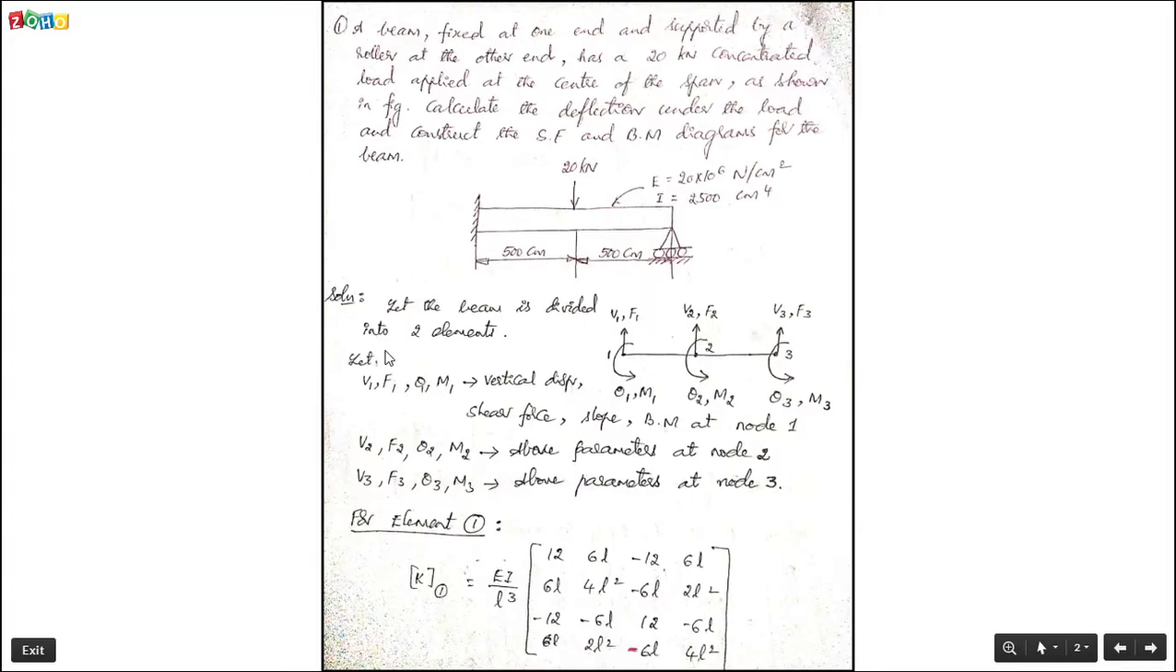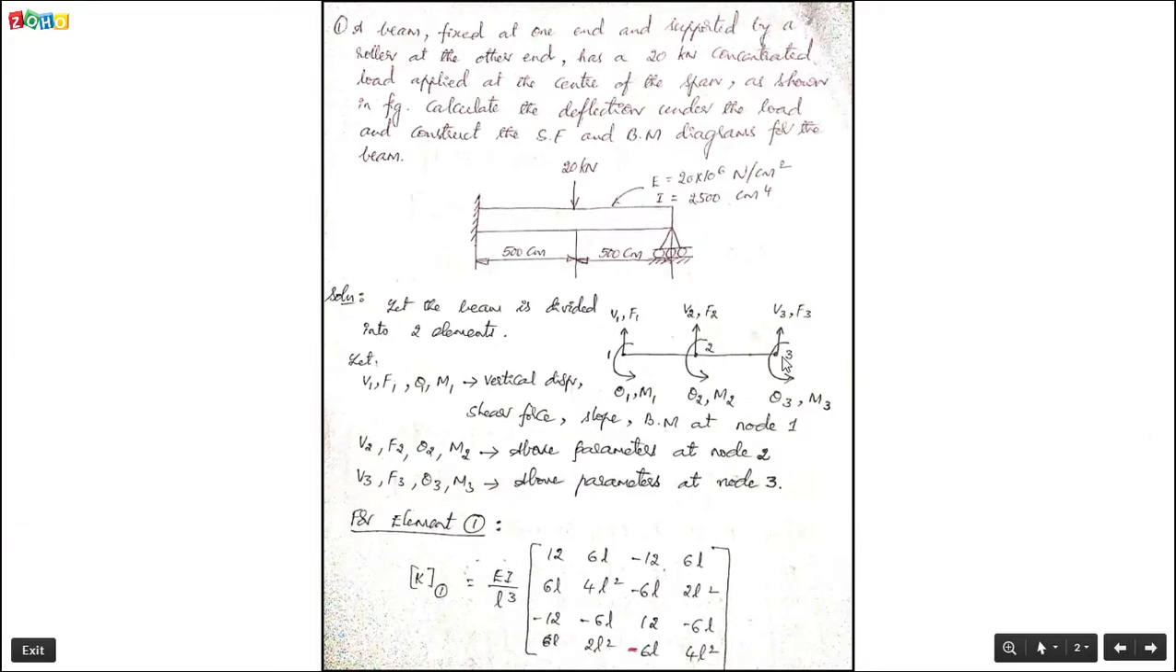Here I am taking this beam diagram as a free body diagram. This beam is considered as two elements: this is the first element, this is the second element. The first element has two nodes, the first node and the second node. The second element has two nodes, the second node and the third node.